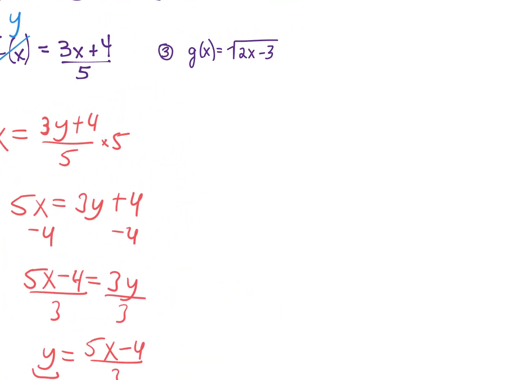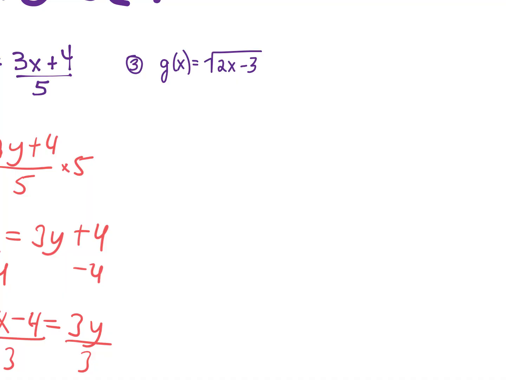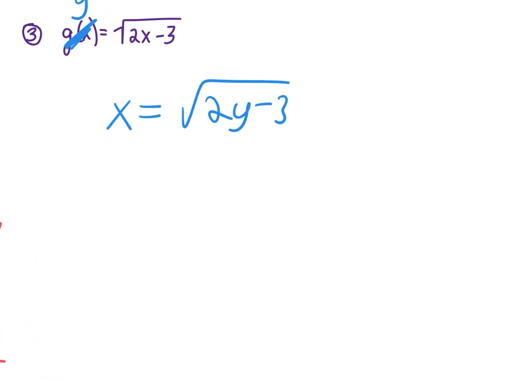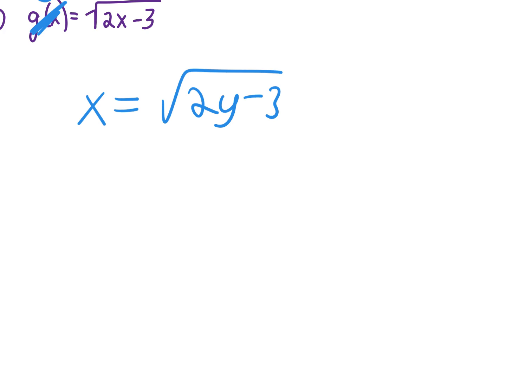All right, just have one more. Again, what's our first step that we do? Okay, good. So I'm going to replace this g of x with a y. All right, what do we do next? Good, right? I'm going to swap the x and the y, so this is going to be x equals the square root of 2y minus 3. And now we're going to try to get the y by itself. All right, what's the first thing that we would do here?